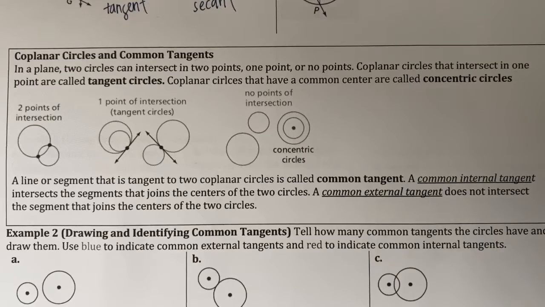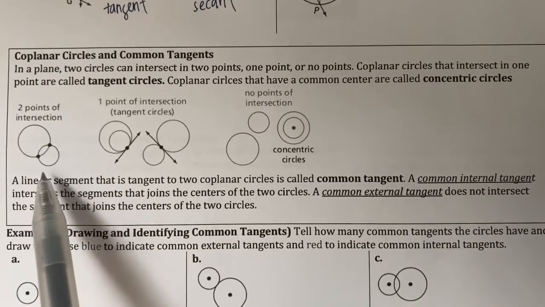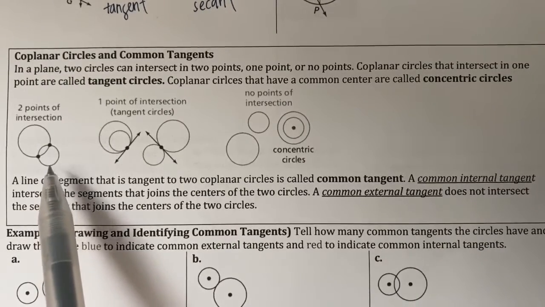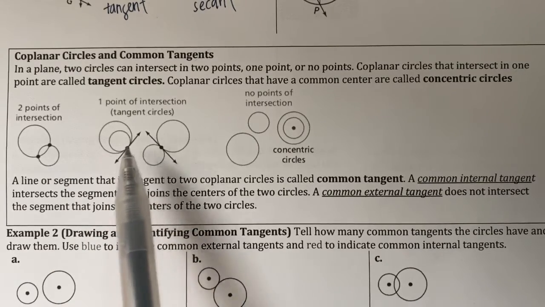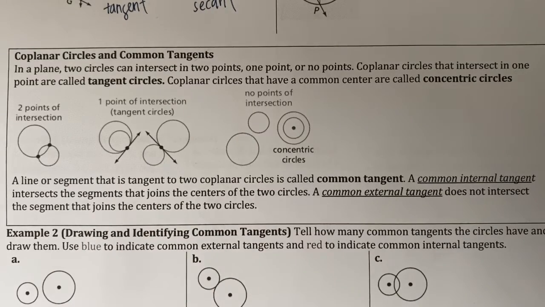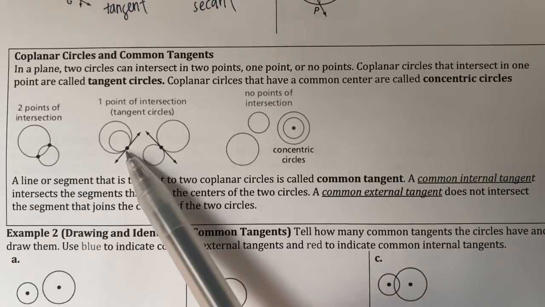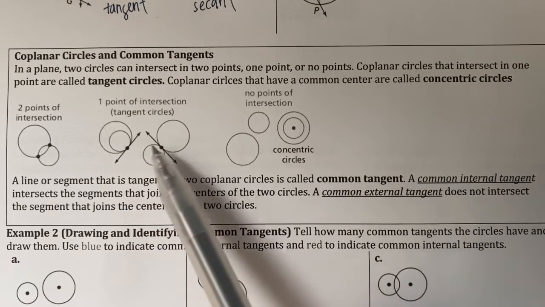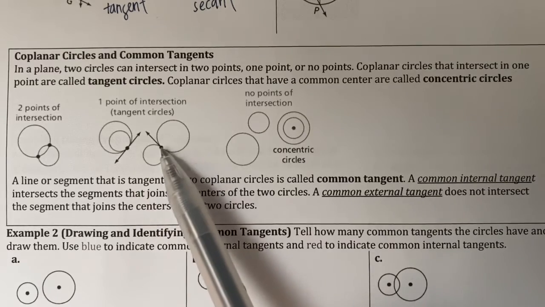Next, we'll be looking at coplanar circles and common tangents. So in a plane, 2 circles can intersect either at 2 points, 1 point, or no points. Here's an example of 2 points of intersection, 1 point of intersection, and no points of intersection. Coplanar circles that intersect in 1 point are called tangent circles. So here is our example of tangent circles. They intersect at 1 point.